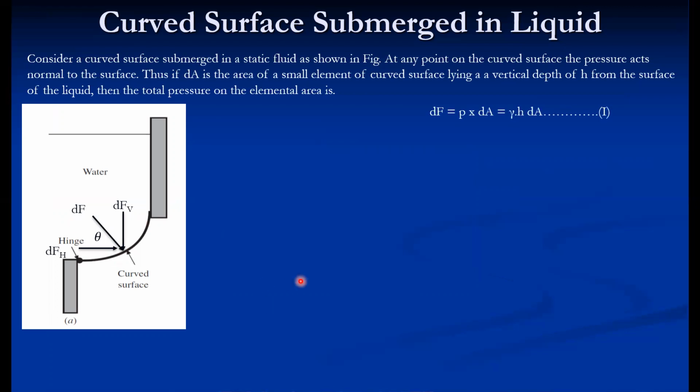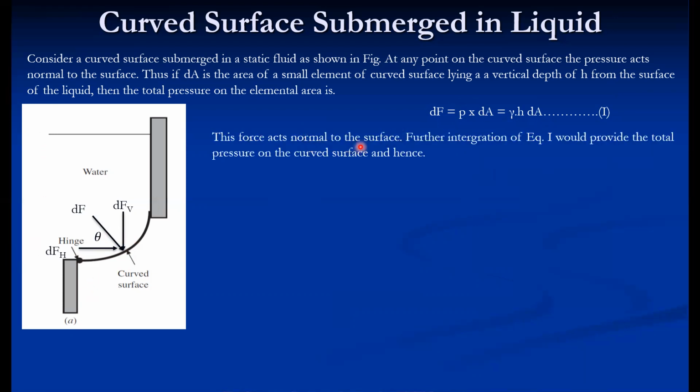Now the pressure acting, dF, is equal to the pressure times dA, so dF is equal to P into dA. This point is at a distance h from the free liquid surface, so the force is gamma into h into dA. Call this equation number 1. This force acts normal to the surface. Further integration of equation 1 would provide the total pressure on the curved surface, like in previous cases. Hence, we can integrate the above expression in order to calculate the total pressure.